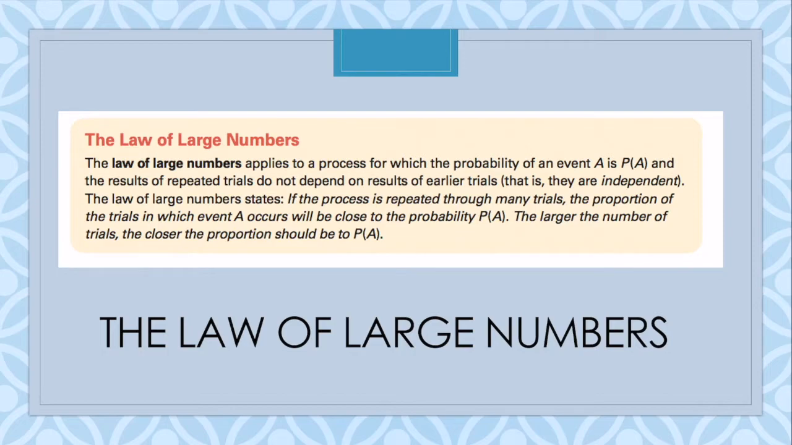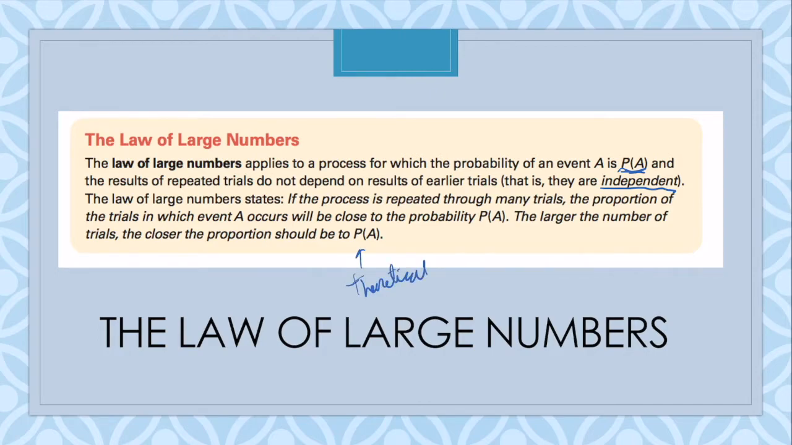The law of large numbers applies to a process for which the probability of an event A is P of A. We write the probability of that event P of A, and the results of repeated trials do not depend on the results of earlier trials. That is, they're independent. The law of large numbers states that if the process is repeated through many trials, the proportion of the trials in which event A occurs will be close to the probability P of A, and the larger the number of trials, the closer the proportion should be to P of A, where this is our theoretical probability.